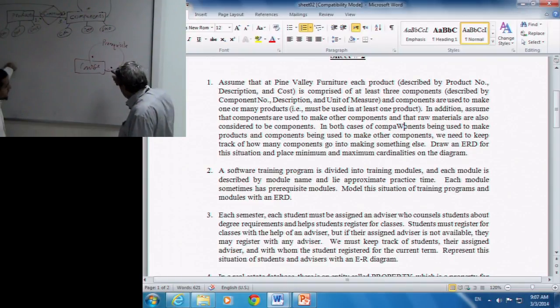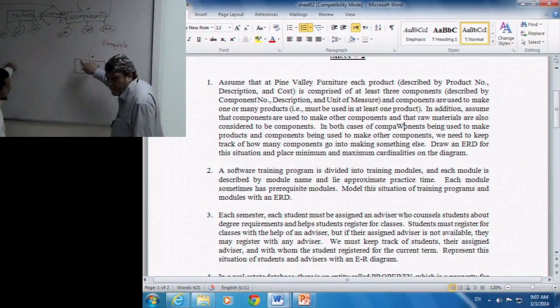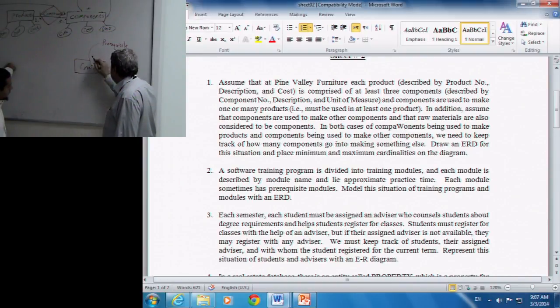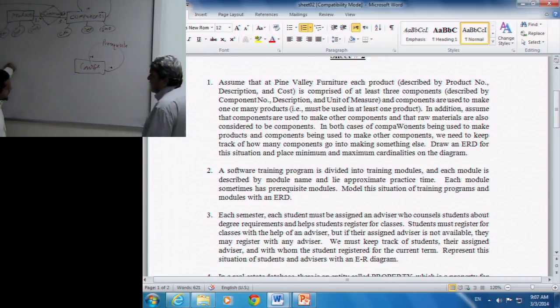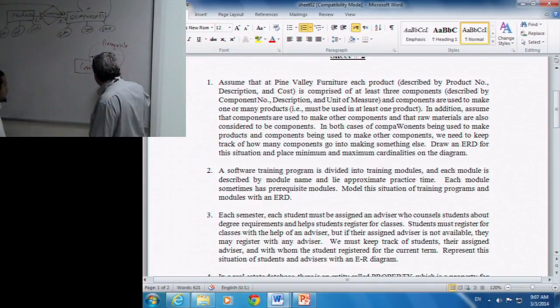Is that clear? This one is a prerequisite for this, but it may be many, and any one of those may have a prerequisite or many prerequisites. So let's talk about the participation, the minimum. One means that all courses must have a prerequisite. No. How about the beginning? For beginners there is no prerequisite, so some of these courses have no prerequisites.